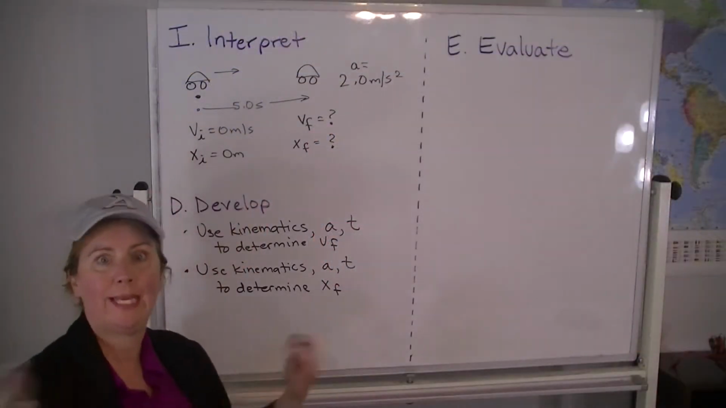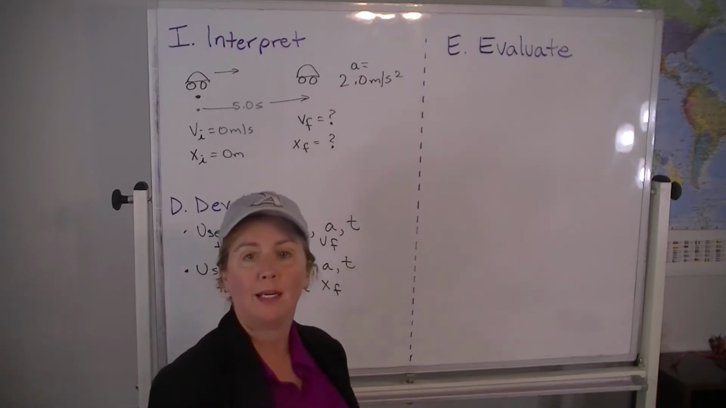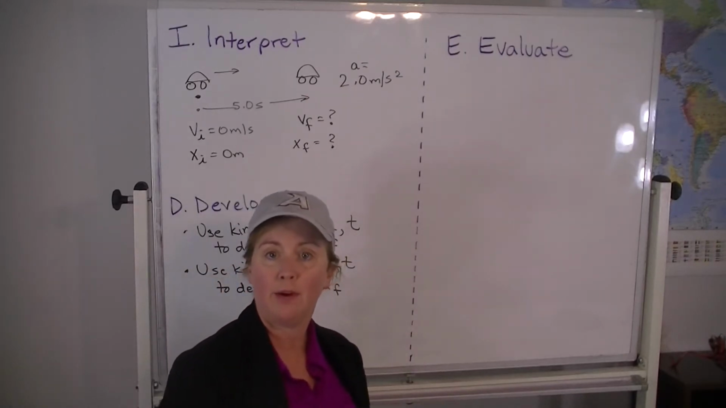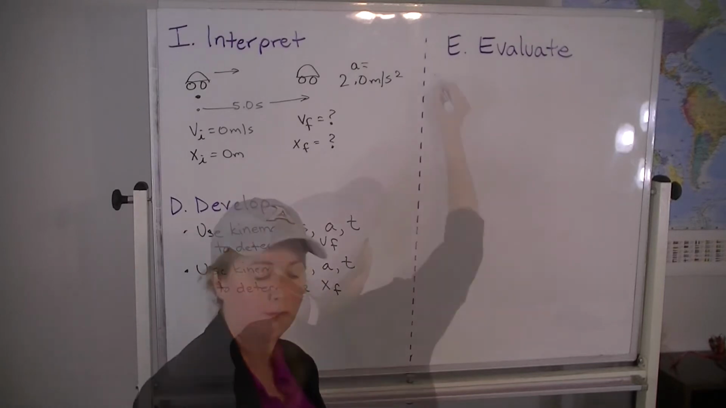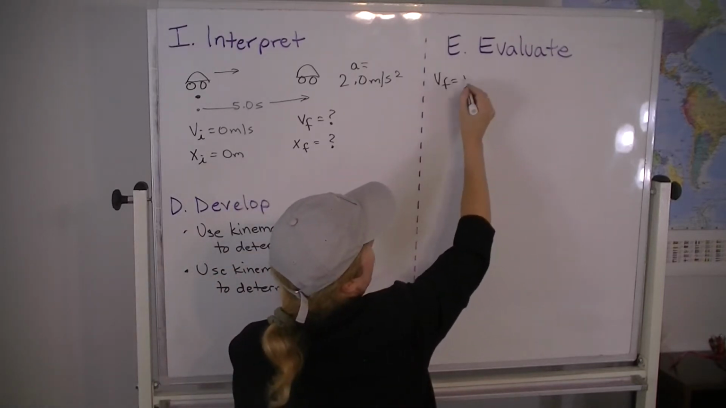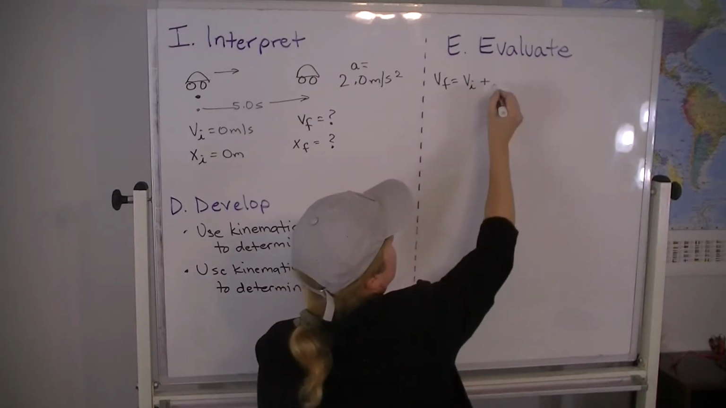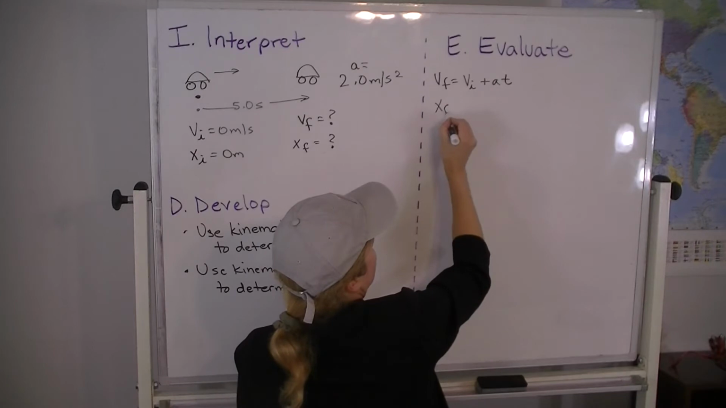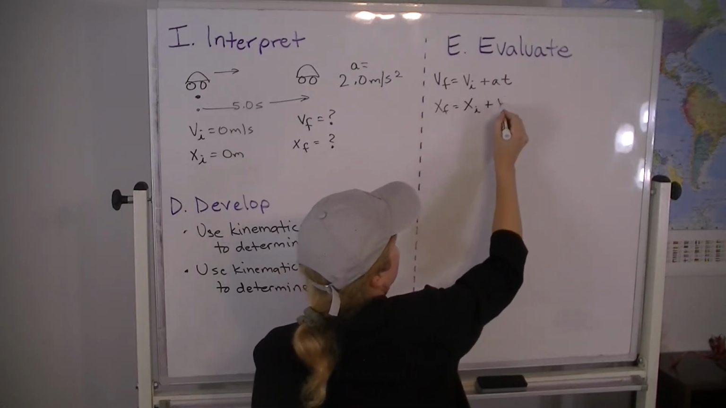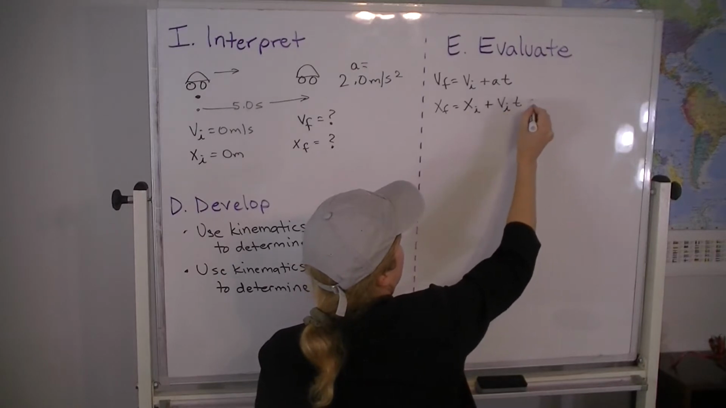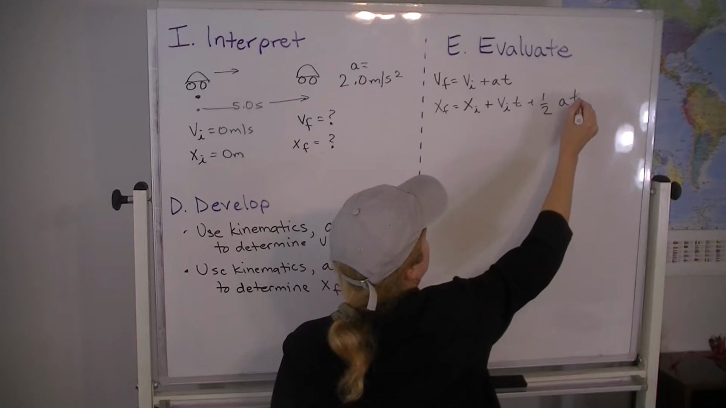All right, what do I mean kinematics? Well, now it's time to evaluate our problem. And let's put the kinematic equations up there and see how they fit with the information we've been given and what we're asked to solve. The final velocity can be expressed as the initial velocity plus the acceleration times time. The final position can be expressed as the initial position plus the initial velocity times time plus 1/2 the acceleration times time squared.